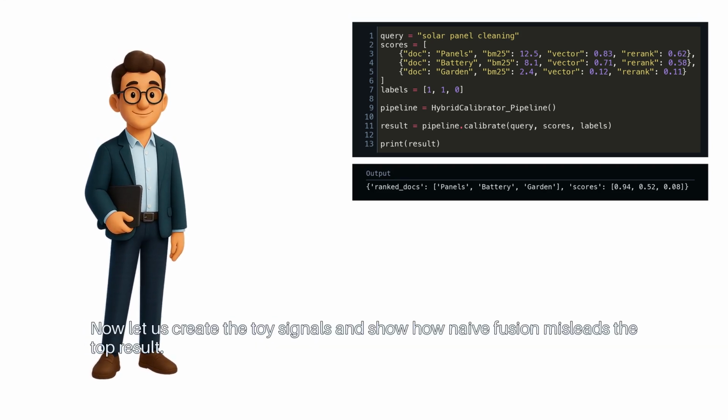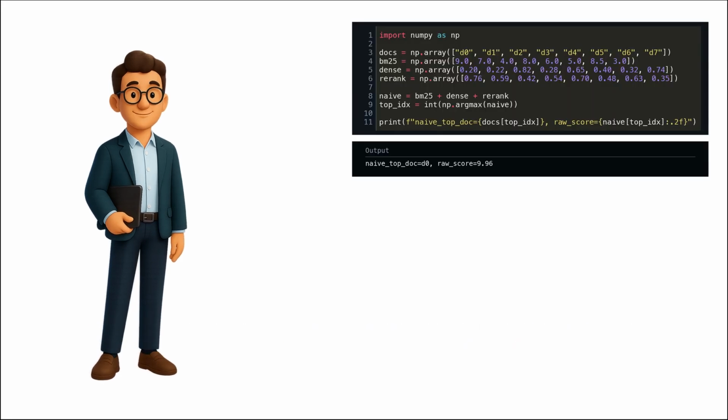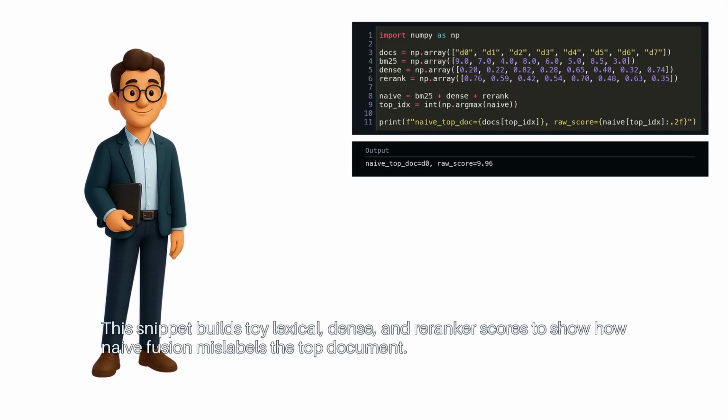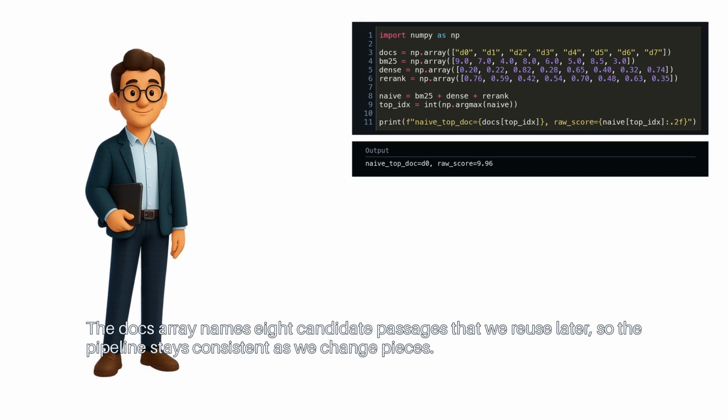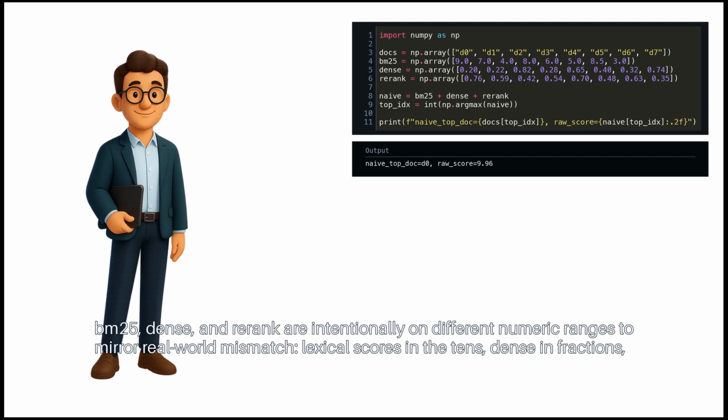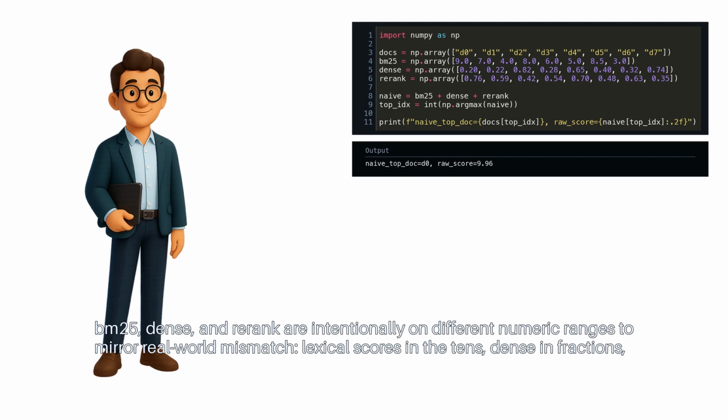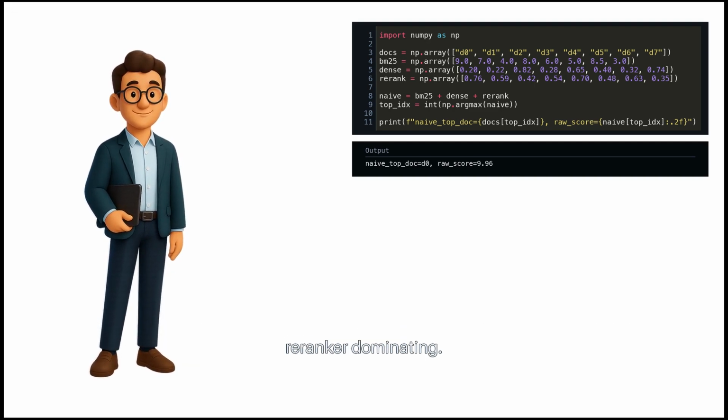Now, let us create the toy signals and show how naive fusion misleads the top result. This snippet builds toy lexical, dense, and reranker scores to show how naive fusion mislabels the top document. The docs array names 8 candidate passages that we reuse later, so the pipeline stays consistent as we change pieces. BM25, dense, and rerank are intentionally on different numeric ranges to mirror real-world mismatch. Lexical scores in the tens, dense in fractions, reranker dominating.